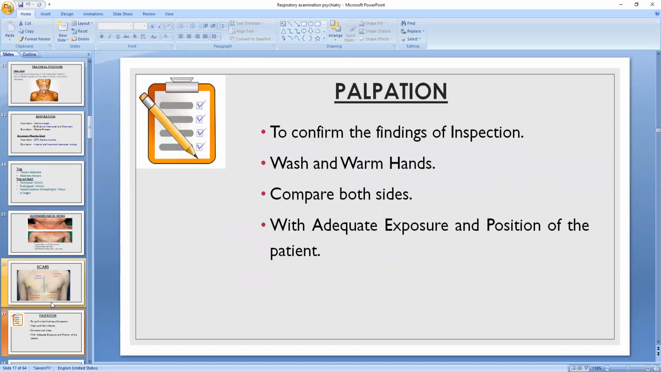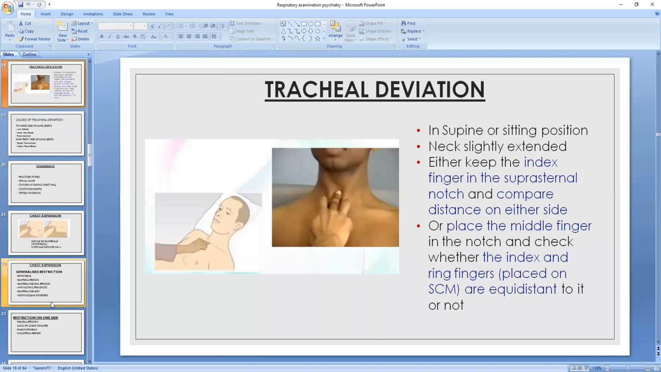On palpation, we have to confirm the findings of inspection. First of all, we have to wash and warm our hands. Compare both sides with adequate exposure and proper positioning of the patient. We can look for the tracheal deviation by making the patient lie in supine position or in sitting position with neck slightly extended. Either keep the index finger in the suprasternal notch and compare the distance on either side, or place the middle finger in the notch and check whether the index finger and the ring finger placed on the sternocleidomastoid muscle are equidistant to it or not.